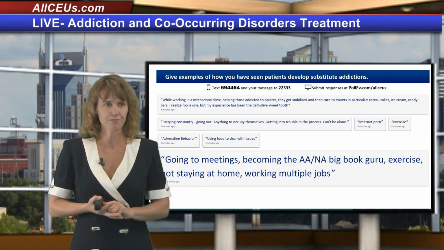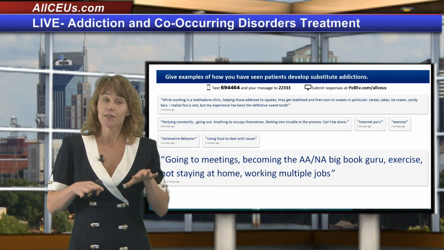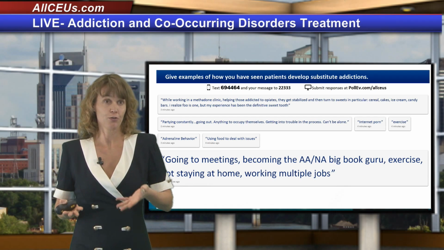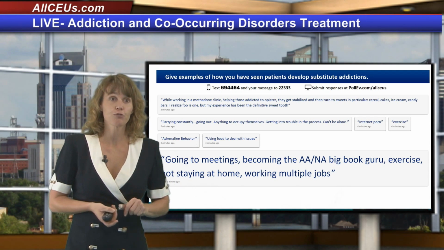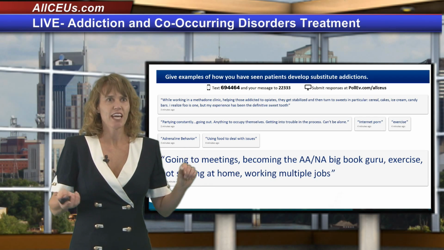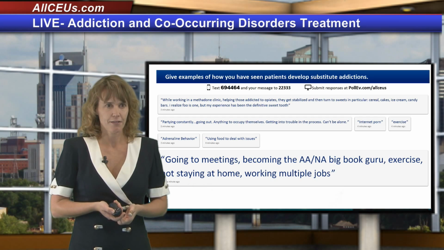Exercise, we've talked about. Not staying at home. Now again, part of that can be healthy, because if you're alone and you know that that's a trigger, maybe getting out is a good relapse prevention technique. But if you can't ever be at home alone, then you may need to look at what's going on there.